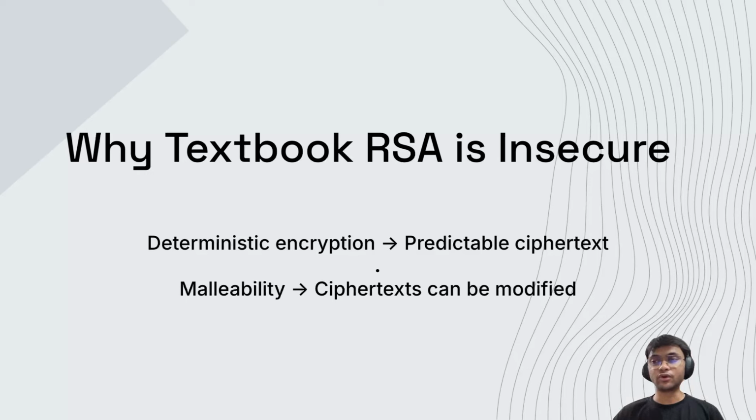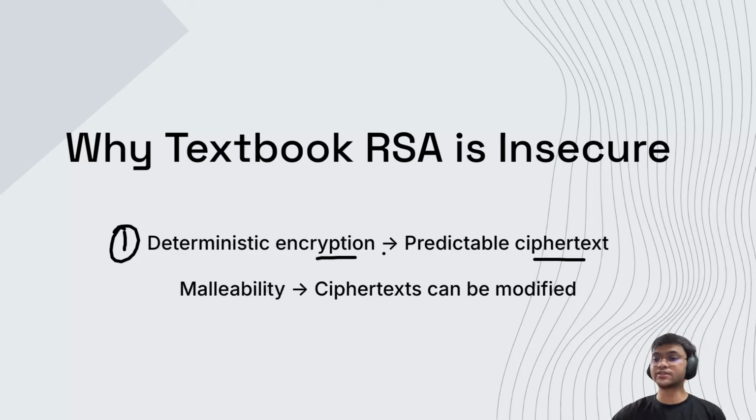Textbook RSA in its raw form has two major weaknesses. First, it's deterministic, meaning the same message always produces the same ciphertext. An eavesdropper or an attacker or an adversary, say Eve, can guess or derive plaintext by exploiting the predictability of outputs. Since RSA encryption is a public operation, an attacker can encrypt likely messages and compare results to the target ciphertext. This is a trivial chosen plaintext attack.